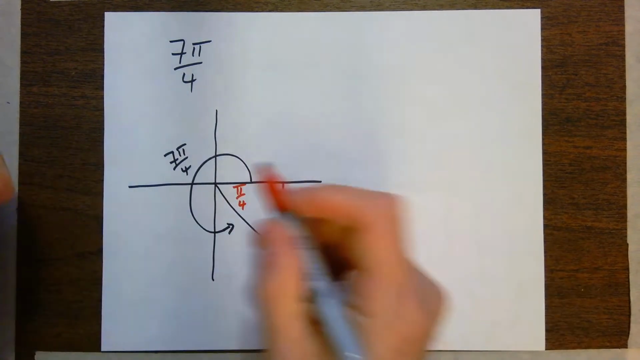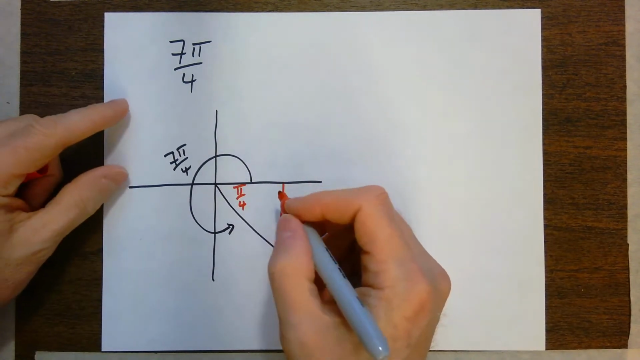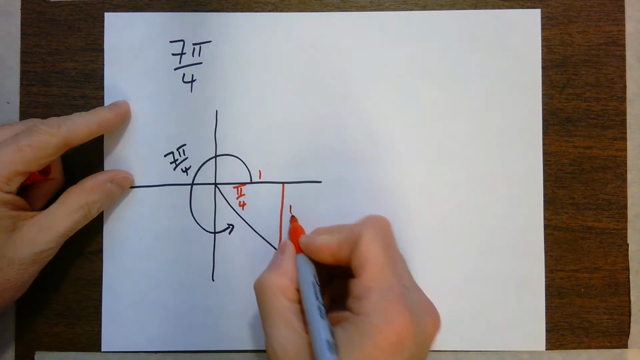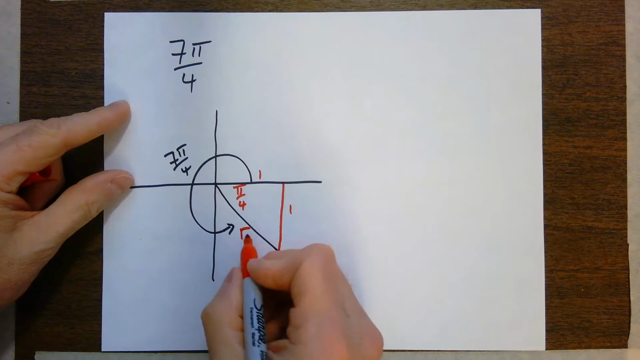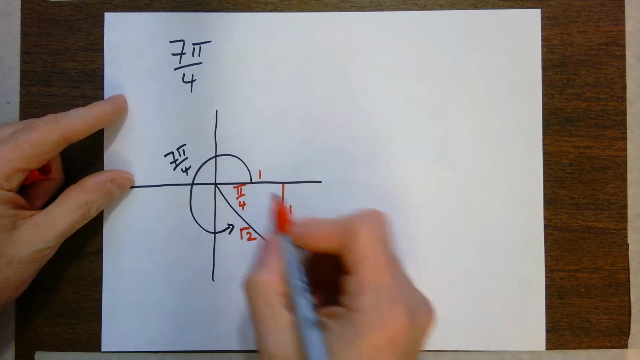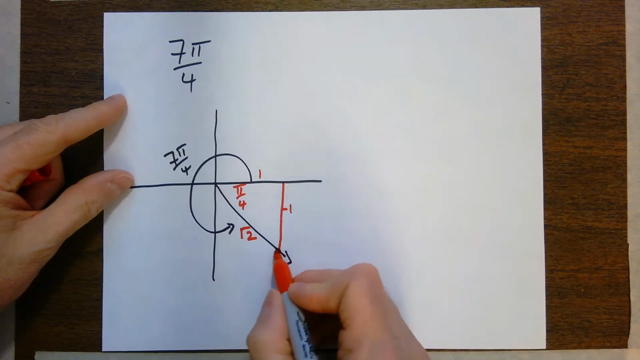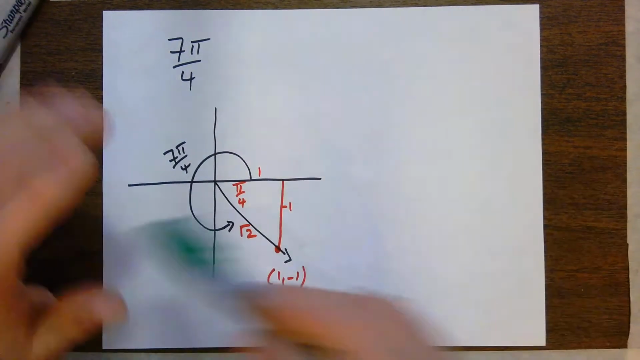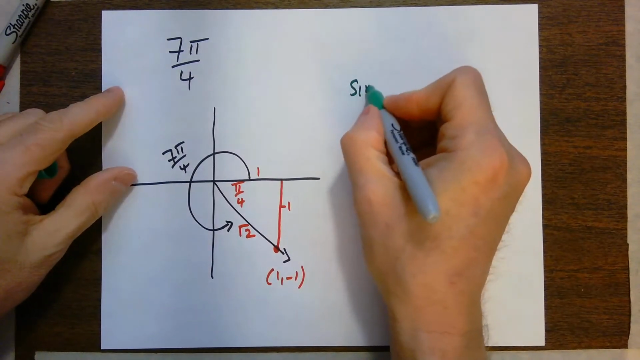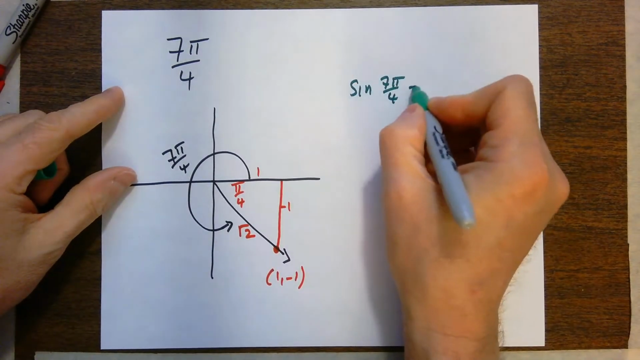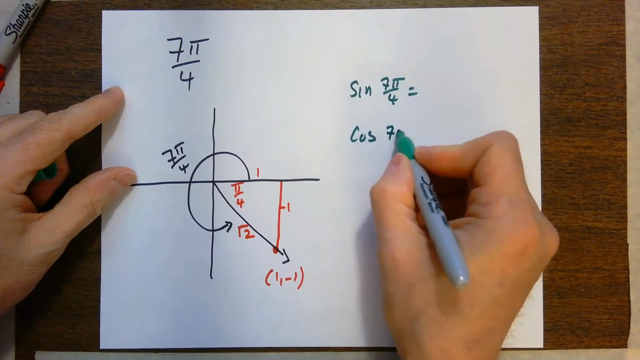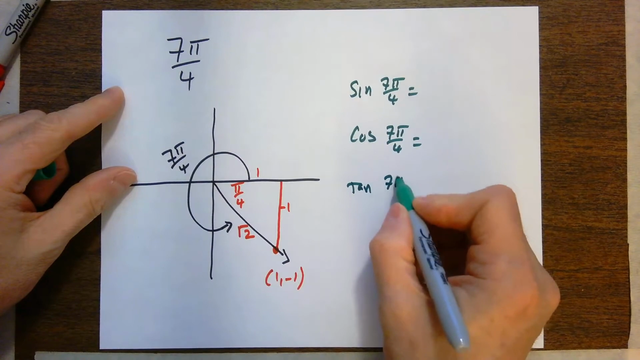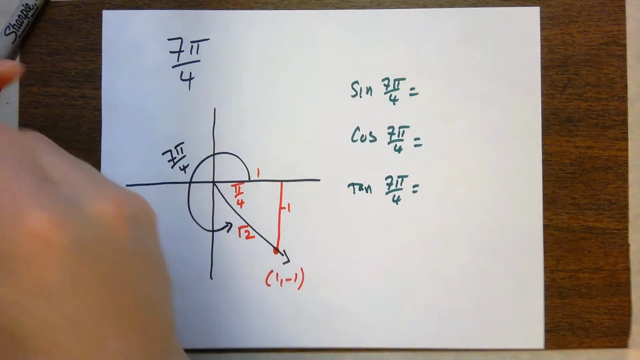So what are all my coordinates going to be here? And if we think about this, we should know that this is going to be 1 and 1 and the square root of 2. As a matter of fact, this is going to be -1, right? The coordinates here are going to be 1, -1. So again, what is the sine of 7 pi over 4? The cosine of 7 pi over 4? And the tangent of 7 pi over 4.